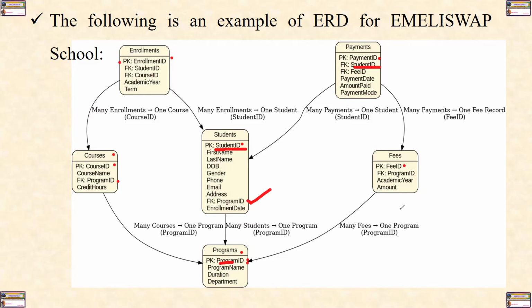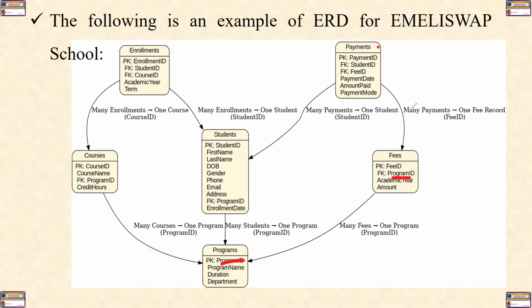We also have the fees table being related to the programs table through what? By having many fees fields being related to one program. So in the fees table, we have program ID, which is now a foreign key, and it is also a primary key in the programs table.